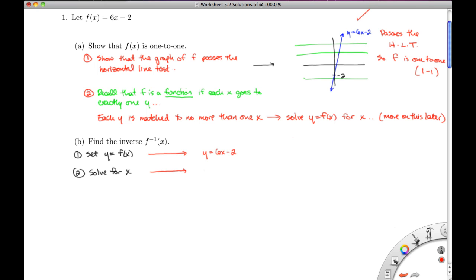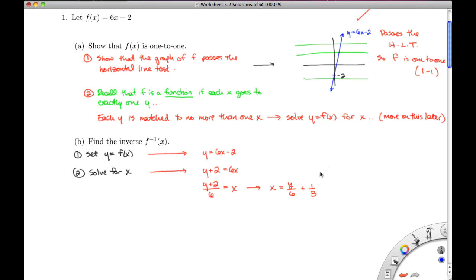So if we solve this equation for x, first we're going to add 2 to both sides. So we have y plus 2 is equal to 6x. Then we're going to go ahead and divide both sides by 6. So we get (y plus 2) divided by 6 is equal to x. And this tells us that x is going to have to be equal to y over 6 plus, we can simplify that as 1/3. So here's a good opportunity where we could answer the question from part A.